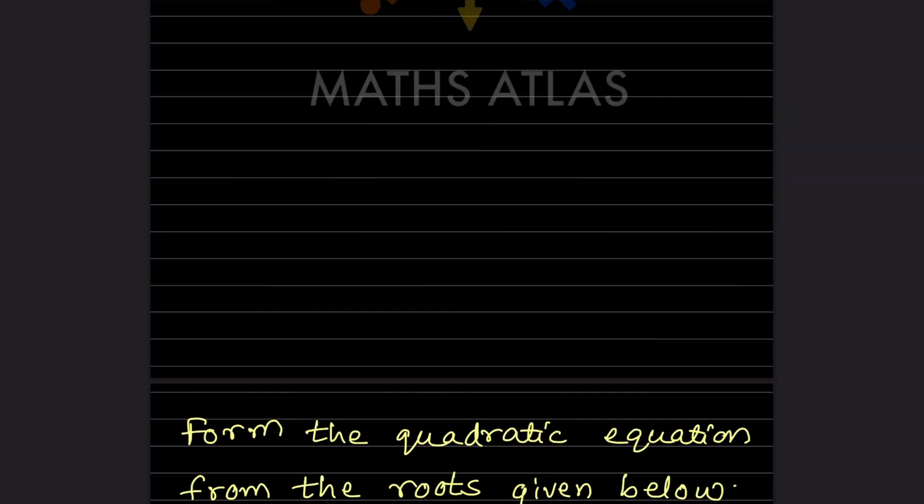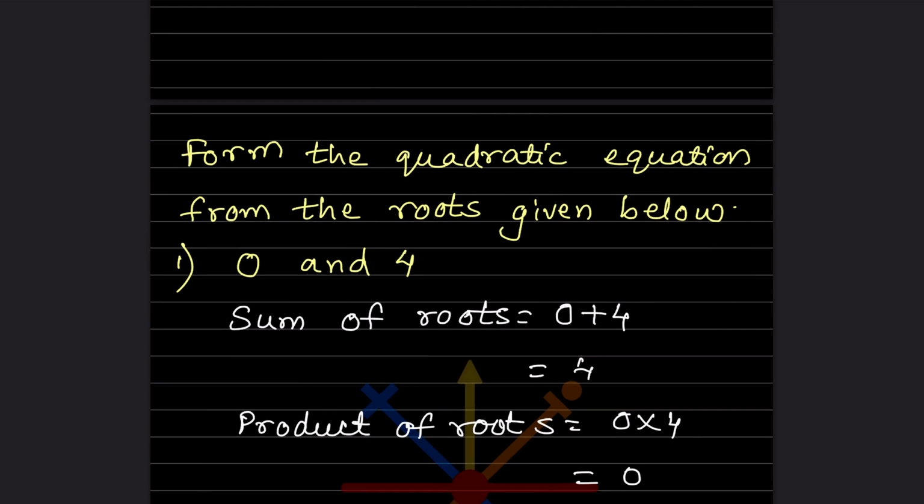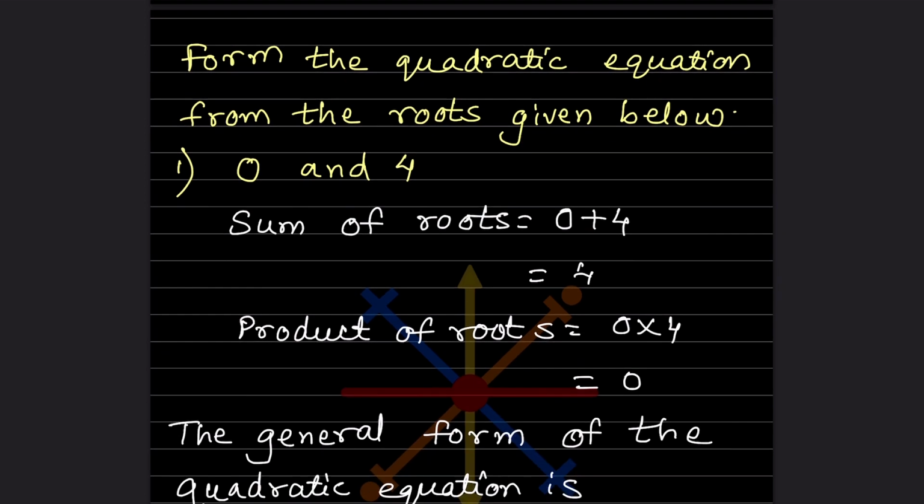So let us start. It says form the quadratic equation from the roots given below. The roots are given as 0 and 4. So you know the sum of roots. Sum of roots means you have to add. So 0 plus 4 will be 4. So the sum of roots is 4. And the product of roots means you have to multiply. So 0 into 4 is going to be 0.